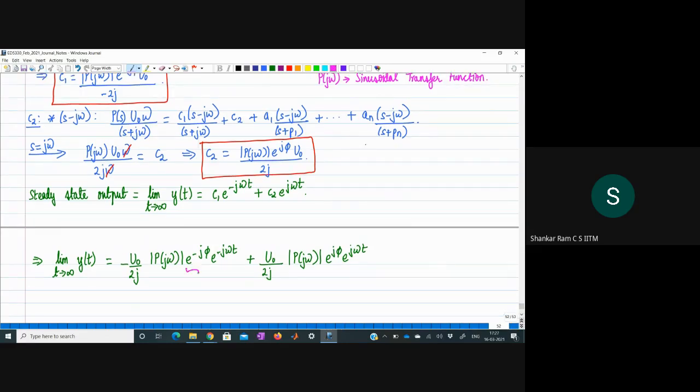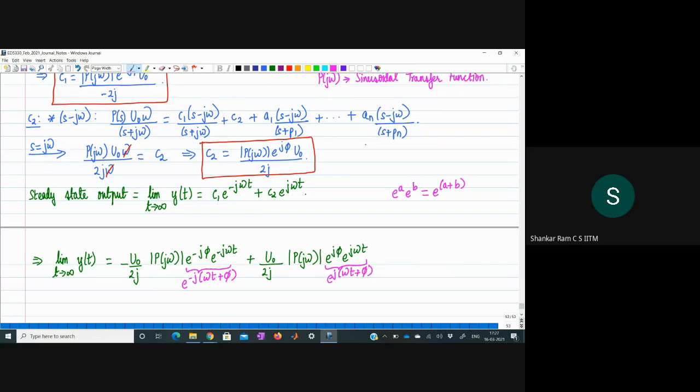Now, what do you think is e power minus j phi times e power minus j omega t? Please note that e power a times e power b is going to be e power a plus b, right? All of us know that. So consequently, e power minus j phi times e power minus j omega t, I can rewrite as e power minus j of omega t plus phi. Similarly, e power j phi times e power j omega t will be e power j times omega t plus phi, correct?